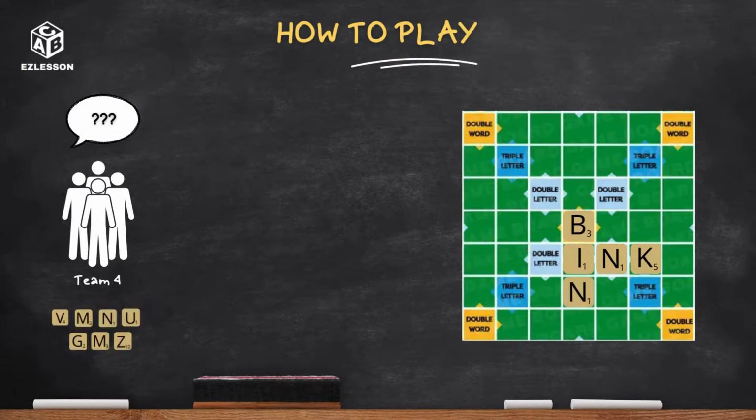Option 2: If a team cannot form a word with their tiles and chooses not to exchange any tiles, they can pass their turn. They would simply skip their turn, and play would continue with the next team.